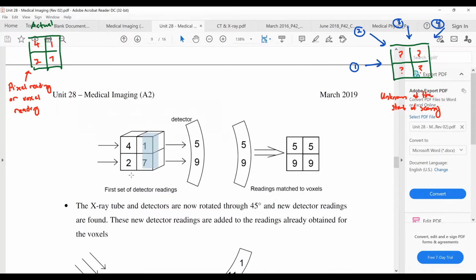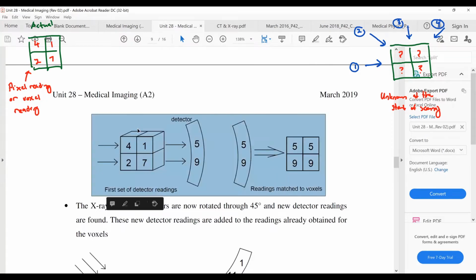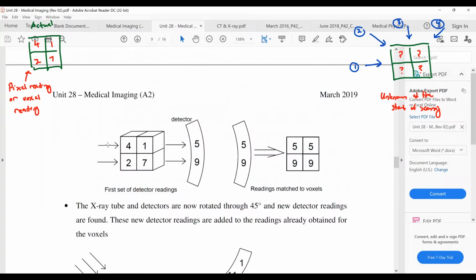Okay, so this one is the slice that has this value of 4127, but I just do not know this one yet. What you do is that you will scan X-ray in this direction, and then after that you find out how much X-ray has been absorbed in this direction and this direction. This one, 4 plus 1, will give you 5. 2 plus 7 gives you 9.